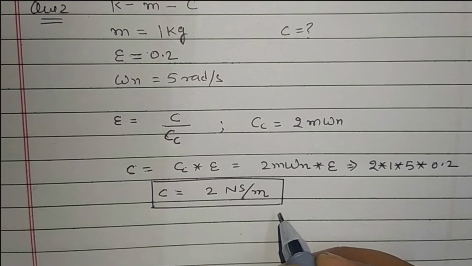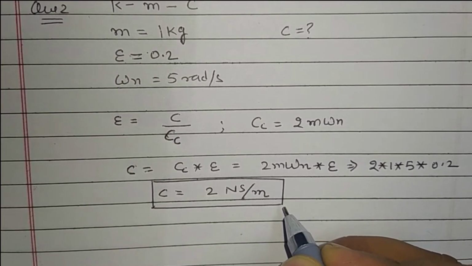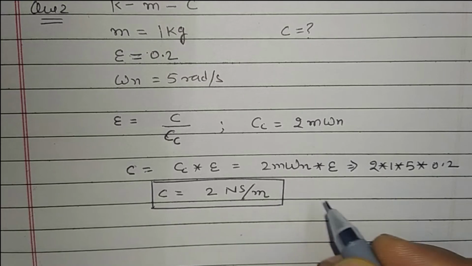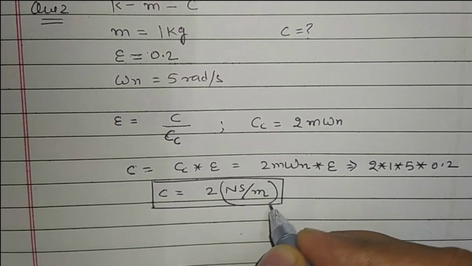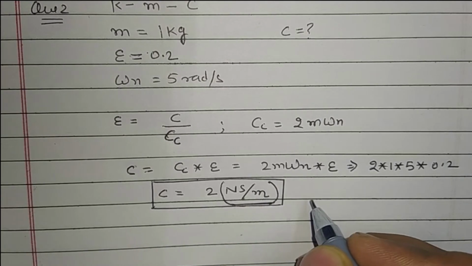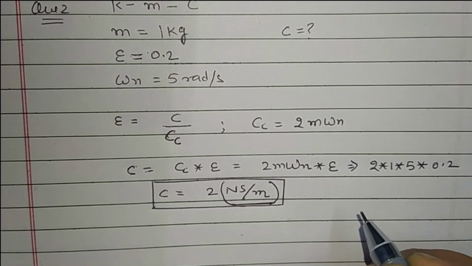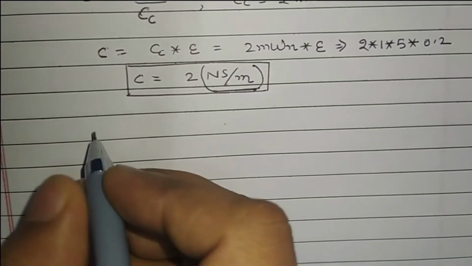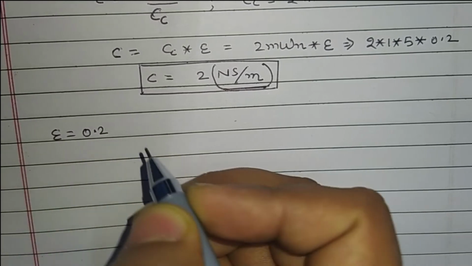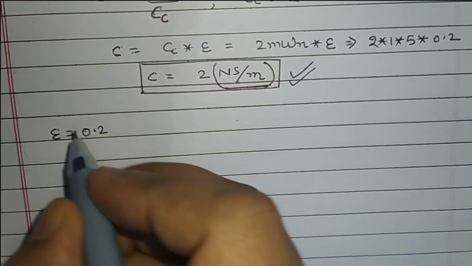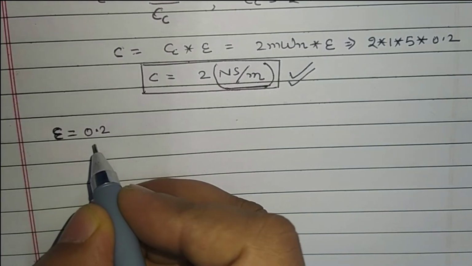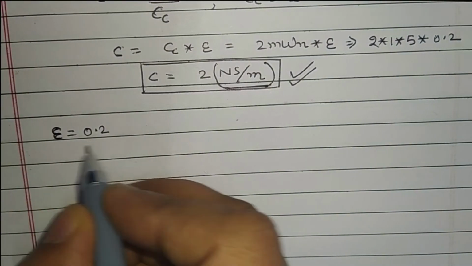This is the unit for the viscous damping. As in the question, we can find the answer by only checking the units for this question. So answer A is correct. Now coming back to the concept. Here the value of ε is given 0.2. The answer is here, but for extra knowledge, the damping ratio is given 0.2.